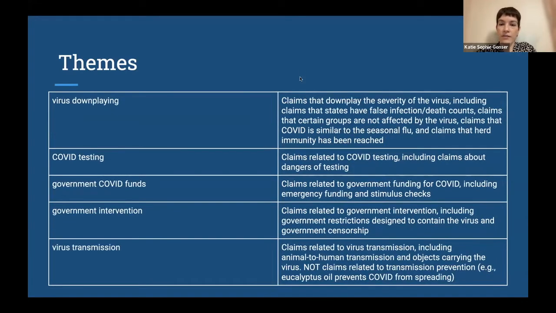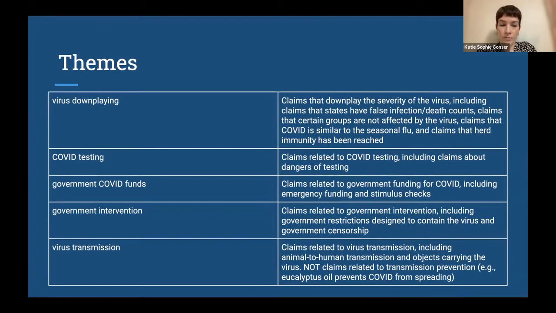Then we have a virus downplaying theme. So that's claims that downplay the severity of the virus, including that states have false infection rates or death counts, claims that some groups aren't affected by the virus, or claims that COVID is similar to the flu, or that herd immunity had already been reached back then in 2020. There also is a COVID testing theme. So we found quite a few, especially early in the pandemic, saying that testing for COVID is dangerous.